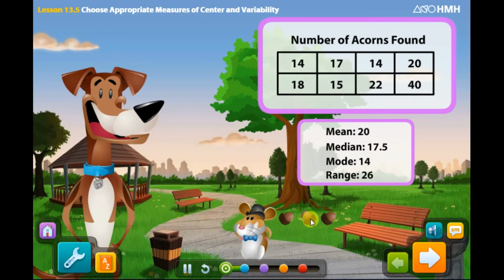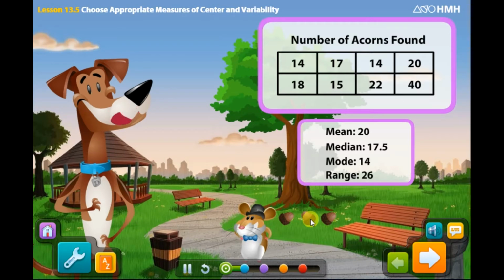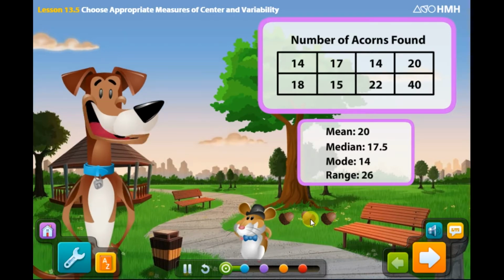Which number would you use to describe the acorn data? Which number is the most perfect number to describe any set of data? Is it the mean, median, mode, or range? And if you remember the range, it's the difference between the least and the greatest number. So look here with me.